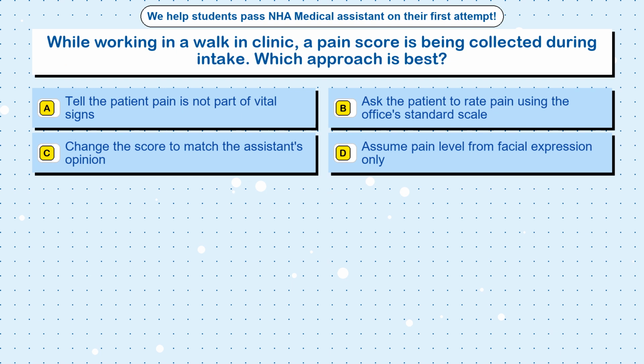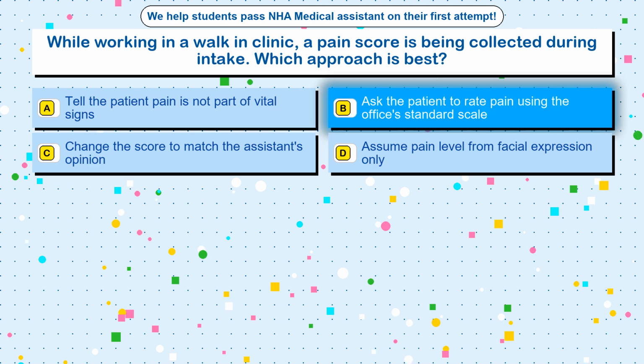Question 72. While working in a walk-in clinic, a pain score is being collected during intake. Which approach is best? Option A, tell the patient pain is not part of vital signs. Option B, ask the patient to rate pain using the office's standard scale. Option C, change the score to match the assistant's opinion. Option D, assume pain level from facial expression only.